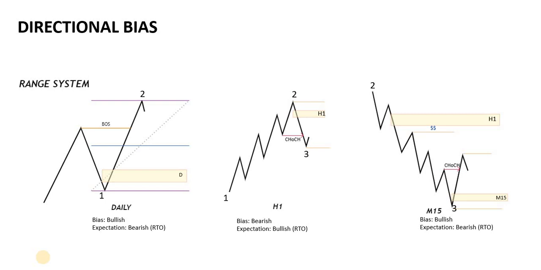Still on directional bias, this time the range system. So the thought process that we are going to be using in this case is, once we have a bullish break of structure, what we expect is a return to origin to mitigate probably an order block that led to the break of the structure before price continues.